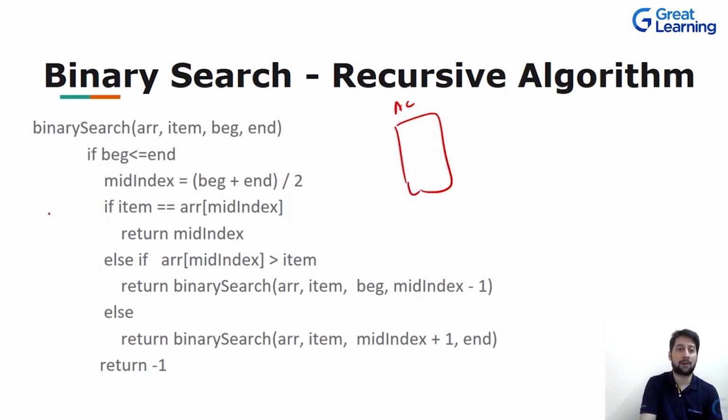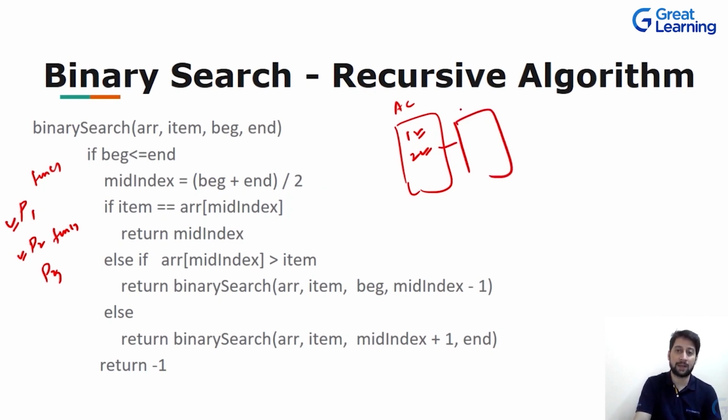Let's suppose you have these three statements, p1, p2 and p3 in your algorithm, and at p2 you are calling the function again. Now an activation record is created. It checks: is the first statement executed? Yes. Is the second executed? Yes. But at the second you're calling this function again, so a new activation record is created. Now the third step is left behind. It will be covered when we return from the function call we made here.